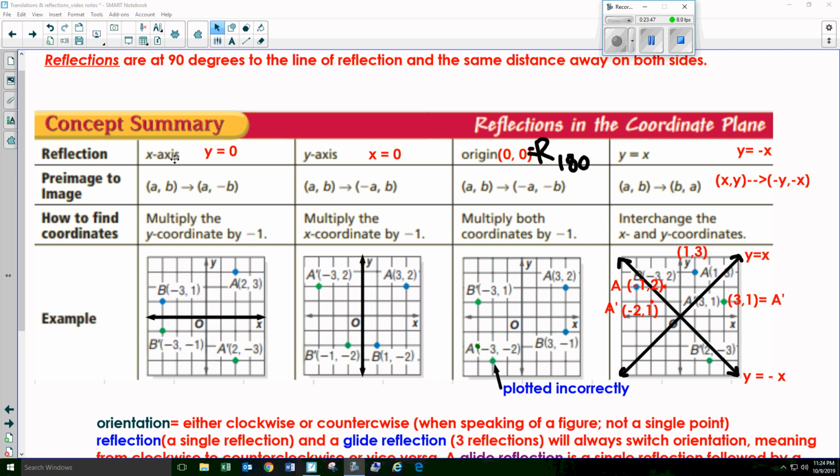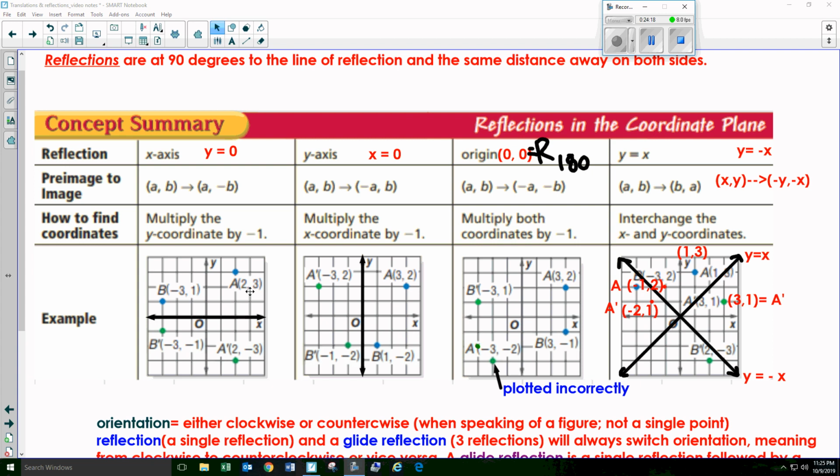So, reflections now. Here's an example. Plot A at (2, 3) and reflect over the x-axis. It's got to be 90 degrees. The simplest way is just to count down: 1, 2, 3. So I go 1, 2, 3, and there's your image point. Again, it can be done with the entire triangle. You just pick the 3 corners of your triangle, do the same thing, and then reconnect them. And here we have A and then A prime. So you can see that was the pre-image, and that was the image.